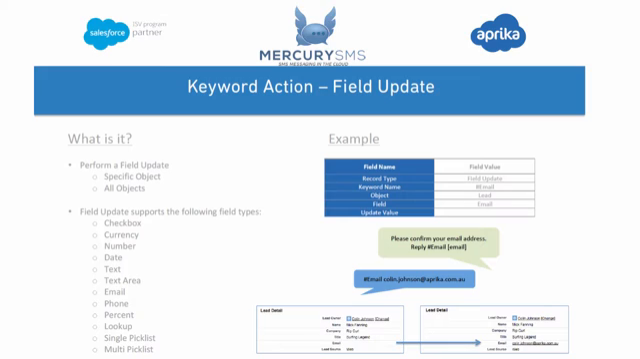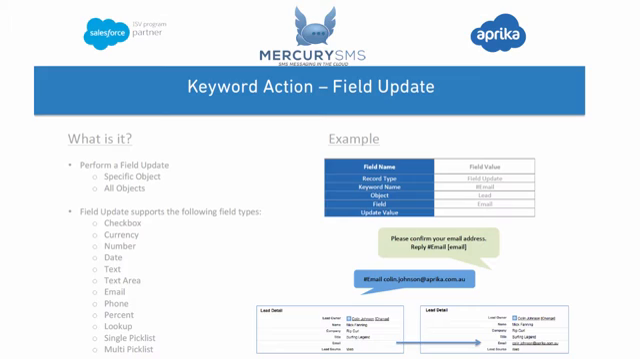So when we're looking at what the actual field update action is, it allows you to update a specific field on a specified object, or you can choose to update a specified field on all objects where that field may exist. So as an example, if you're wanting to update an email field on any object that has an email field on it, you can do so, or you can specify it to be a specific object only. In terms of the fields that we support, they're all listed here on the screen, and within the release notes there are details around the requirements for each of those field types.